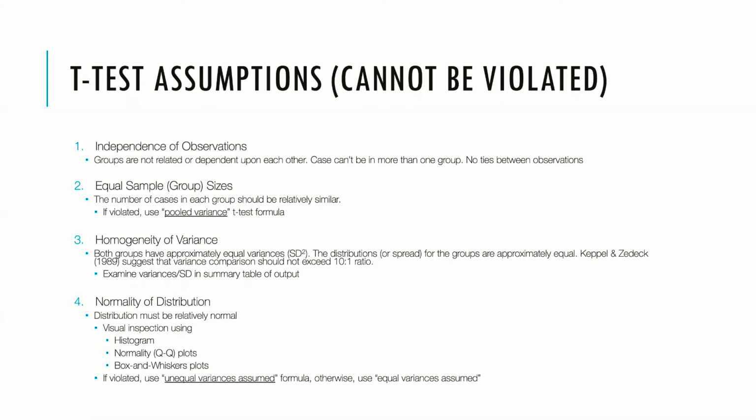If you do violate it, you can use the pooled variance t-test formula. I don't think I've ever used the pooled t-test formula except for while running it for an undergrad stats class once. The issue that you'll run into is dealing with the variance calculation, right? The variance within group calculation. So how do you deal with that? With this unequal variances assumed option.